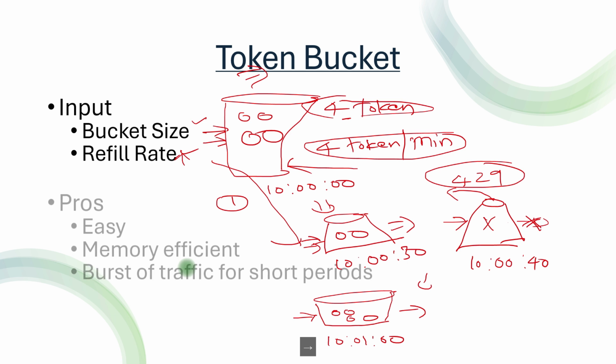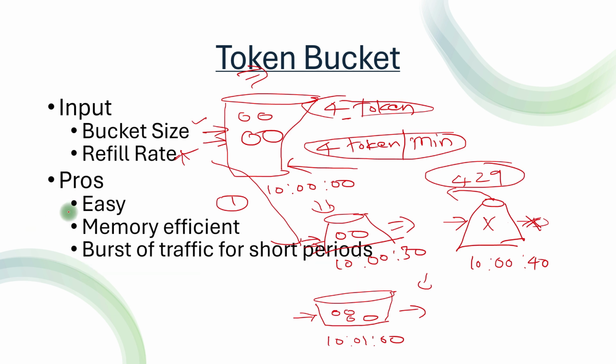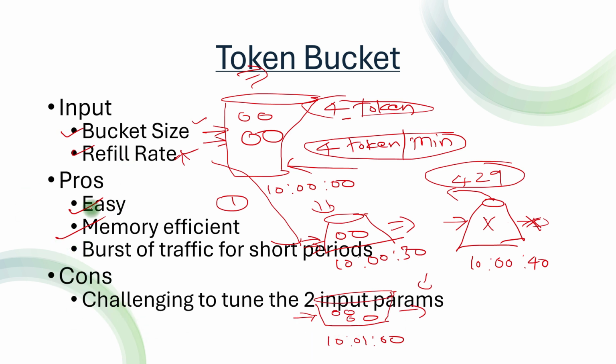What are the pros of this one? Very easy to understand, very memory efficient. We just have to store the bucket size and refill rate per client, and it will process those requests. And what are the cons? So this point, burst of traffic for short periods, should come under cons. I mistakenly put it in the pros.